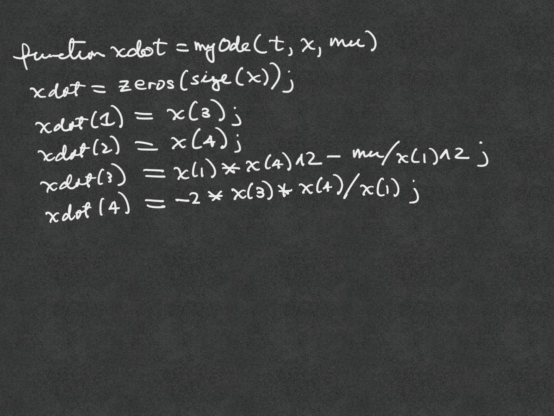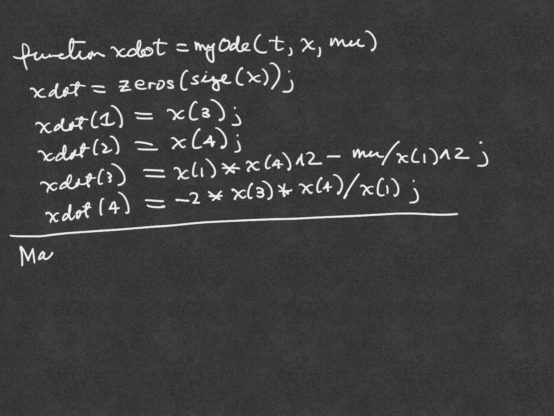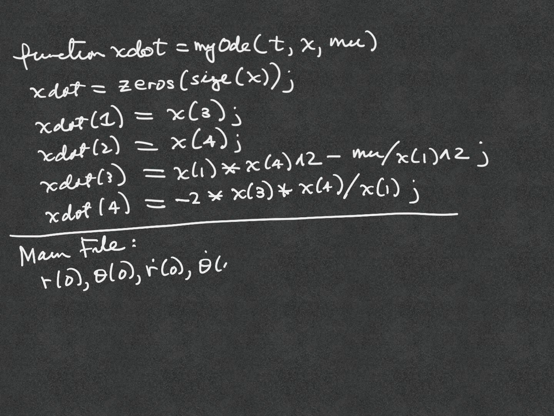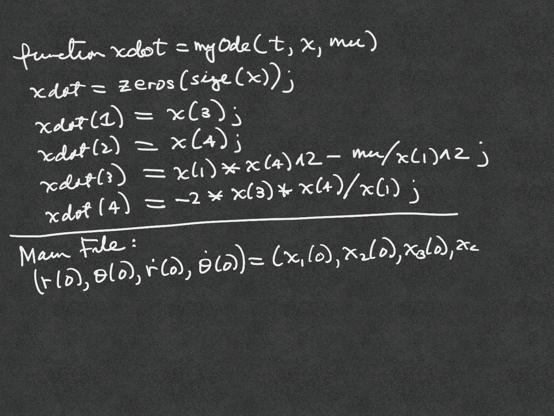So that's the end of this function. Now, back in the main file, I need to set up these initial conditions. So I'm just going to give some initial conditions. It doesn't really matter what these are. You can set these to whatever values make sense for whatever it is that you're doing. But the 4 initial conditions I need are r at 0, theta at 0, r dot at 0, and theta dot at 0. These correspond to x1 at 0, x2 at 0, x3 at 0, and x4 at 0.